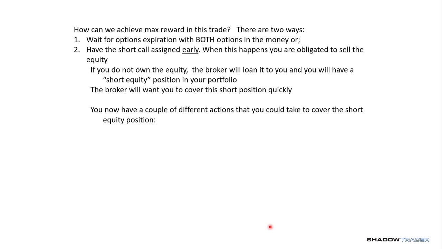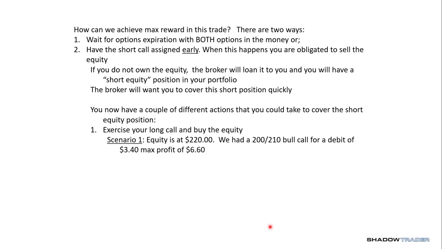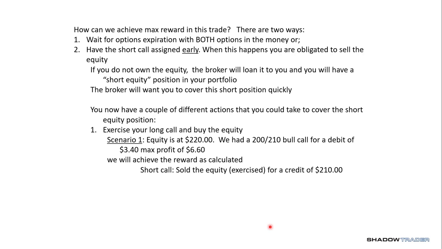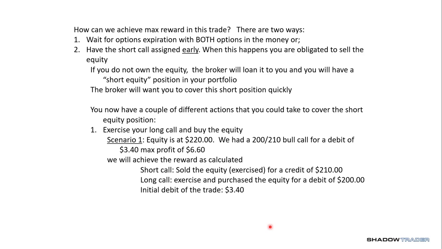There's a couple of different actions that you can take to cover the short assignment on this equity. One, you can exercise your long call at 200 and sell it to them for 210. So you make $6.60. Now, the short call allows me to sell the equity at 210. The long call allowed me to buy it at 200.